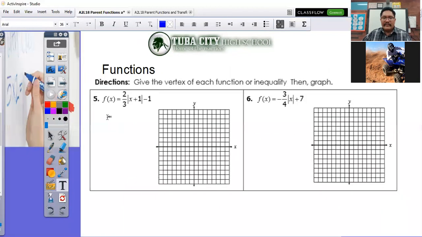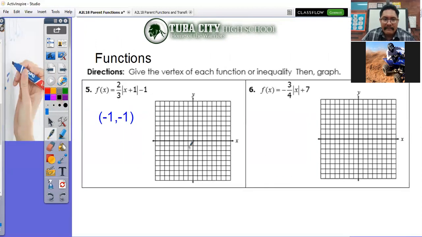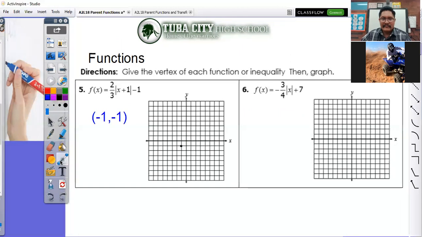So let's go ahead and mark out our vertex. In this case, again, it's the opposite of the inside number. So now it's +1, so it's -1, but again, this number stays the same. So it looks like our vertex is at -1, -1. So that's our vertex. Now we have to follow this like a slope. Up 2 over 3, and up 2 over 3 again.